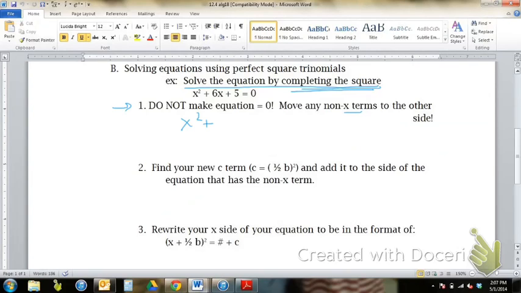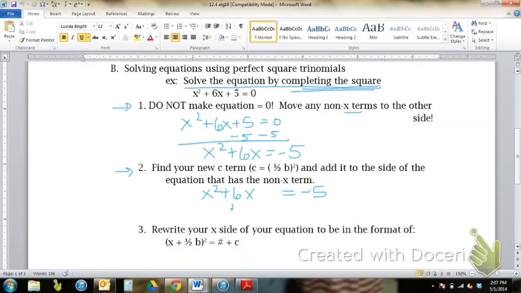So if I have x squared plus 6x plus 5, the 5 does not have an x, so I move him over. So now, here's my new equation. Now I'm going to take what I did in the first part, and I'm going to find a new c. And leave myself a little space. So remember I take half of this, which is 3, and I square it to get 9. So I'm going to add 9 here. Now whatever I do to one side of the equation, I'm also going to add to the other side.